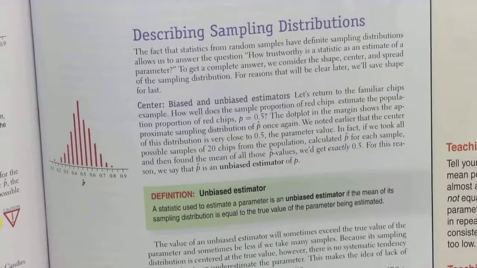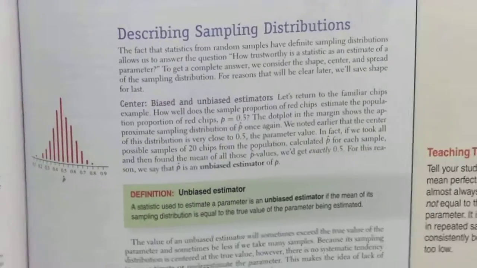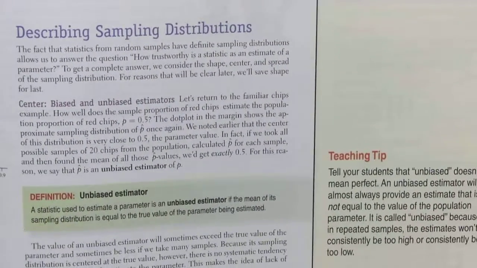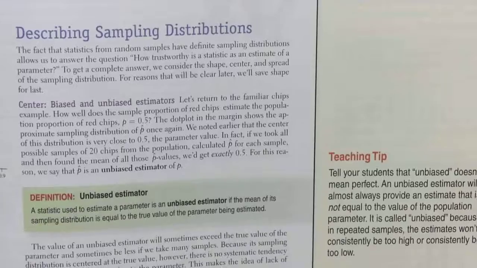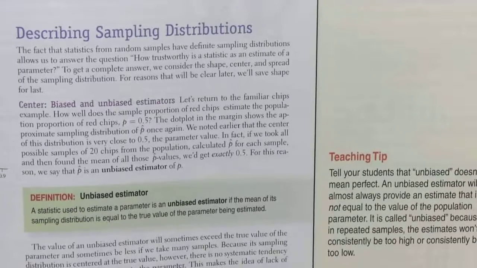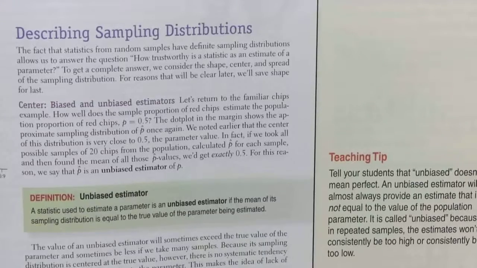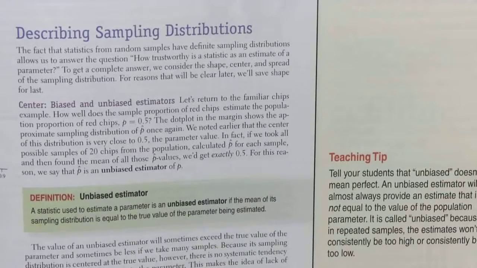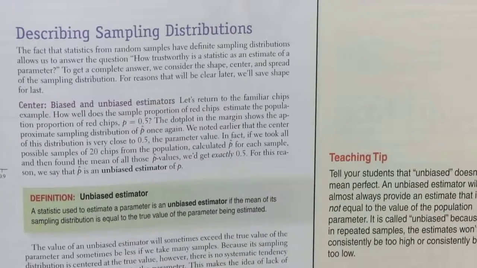In the teaching tip over here to the side, it says to make sure to tell the students that unbiased doesn't mean perfect. An unbiased estimator will almost always provide an estimate that is not equal to the value of the population parameter. It is called unbiased because, over repeated samples, the estimates won't consistently be too high or consistently be too low.